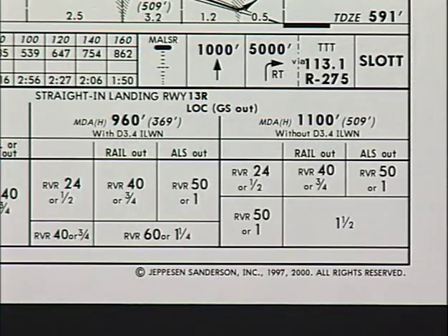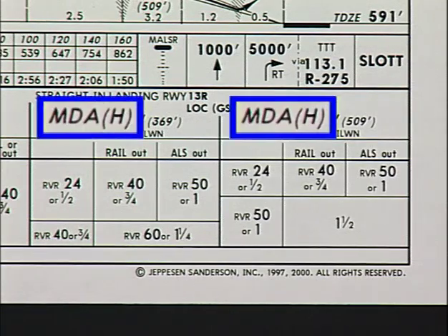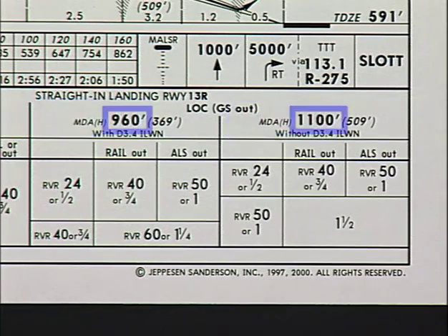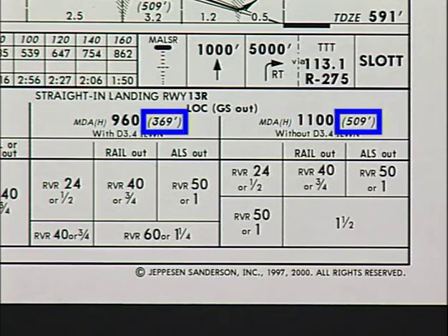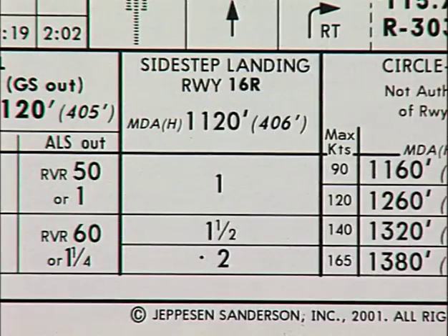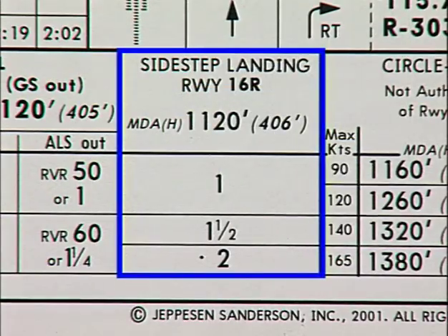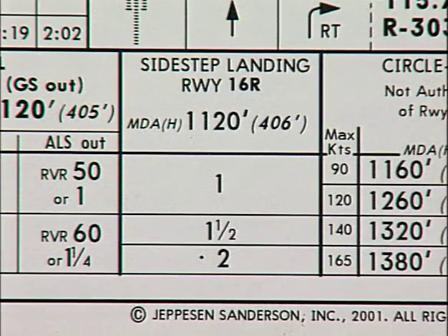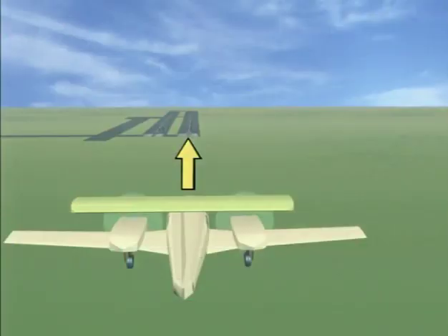For the localizer, glide slope out, or non-precision approach, the figures are labeled MDA (H). The MDA, or minimum descent altitude, is the MSL altitude below which descent may not be made without visual reference. The H, or height above touchdown, is shown within the parentheses. Sometimes sidestep landing minimums also will be published. Typically, these minimums are higher than for the straight-in runway. This allows you to fly an approach to one runway and then land on a parallel runway.